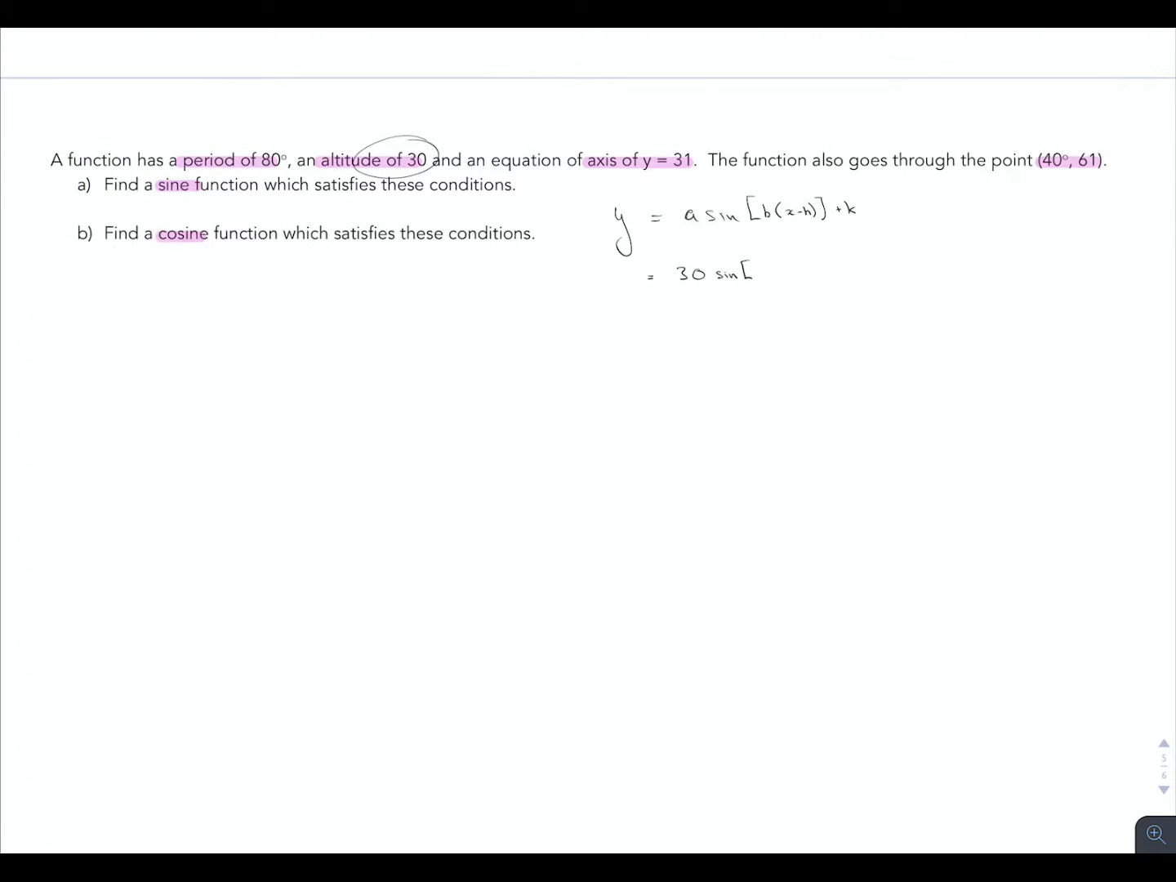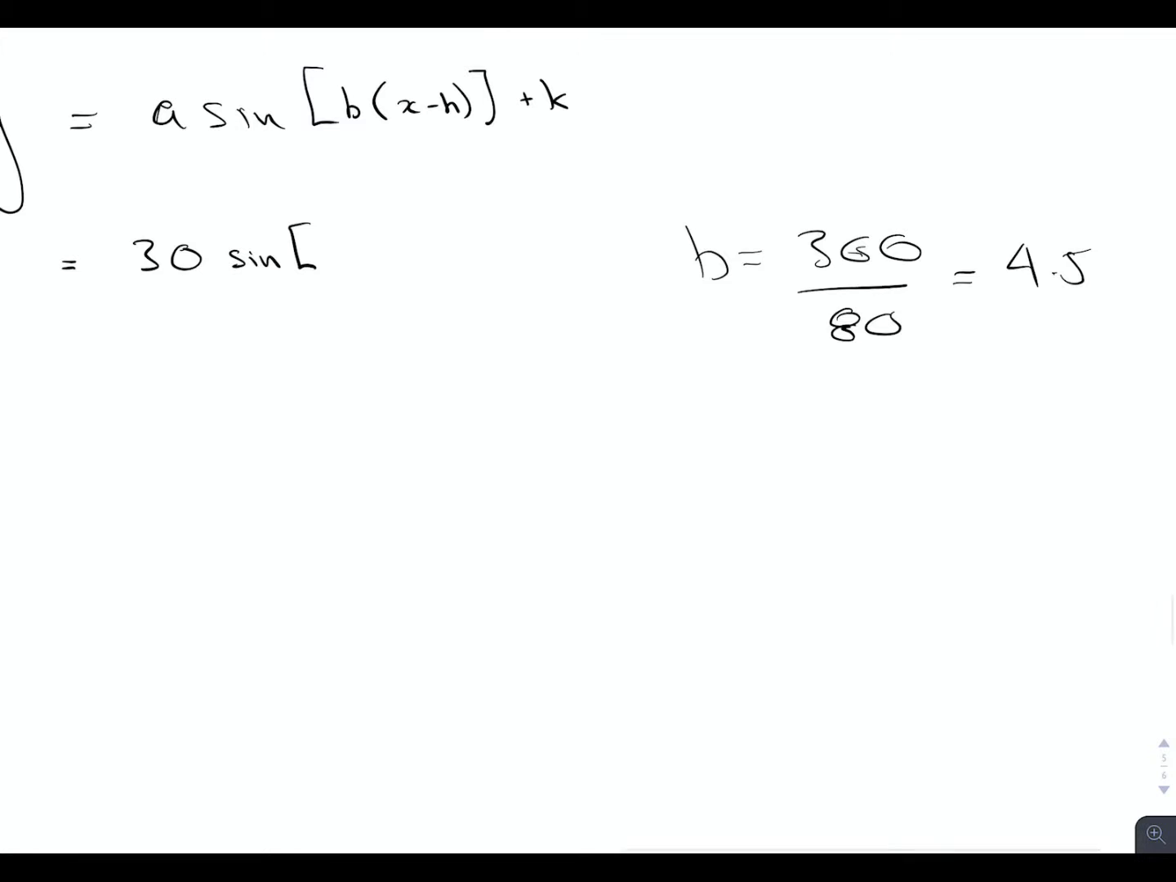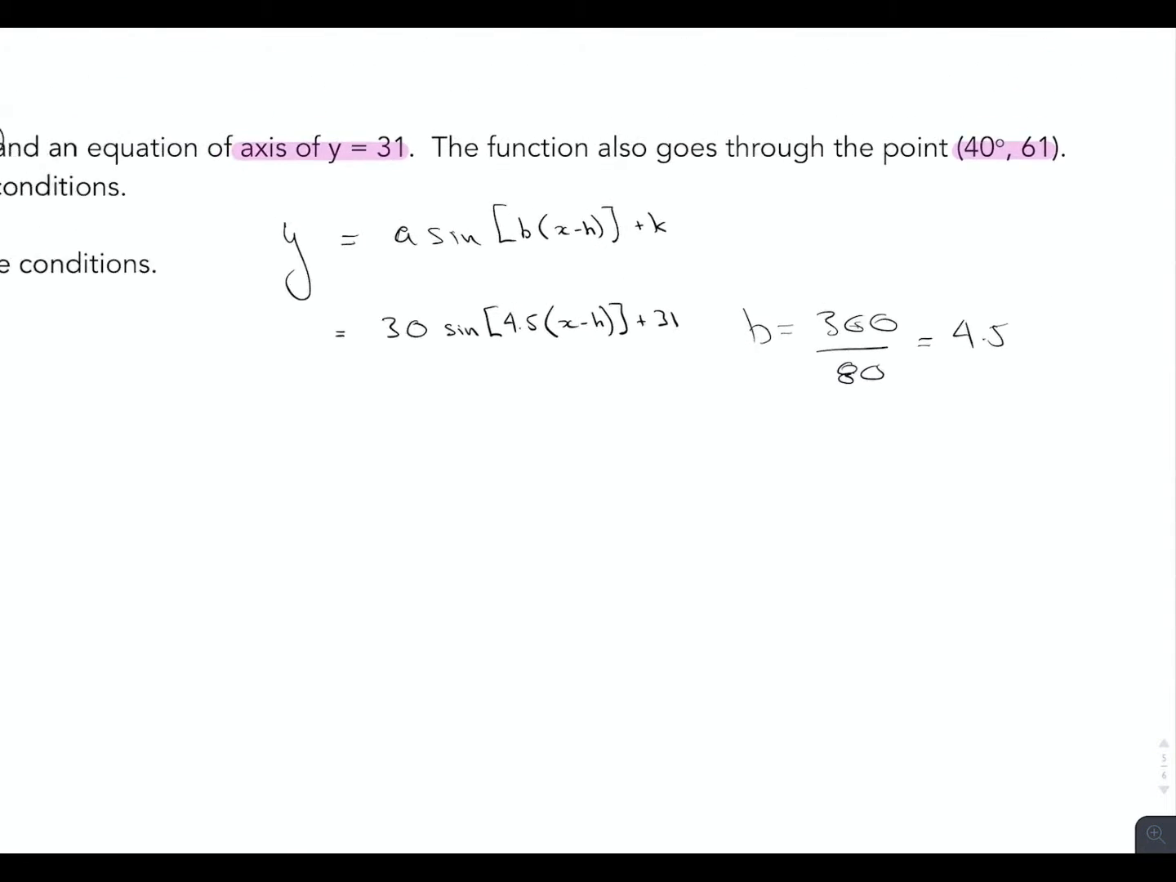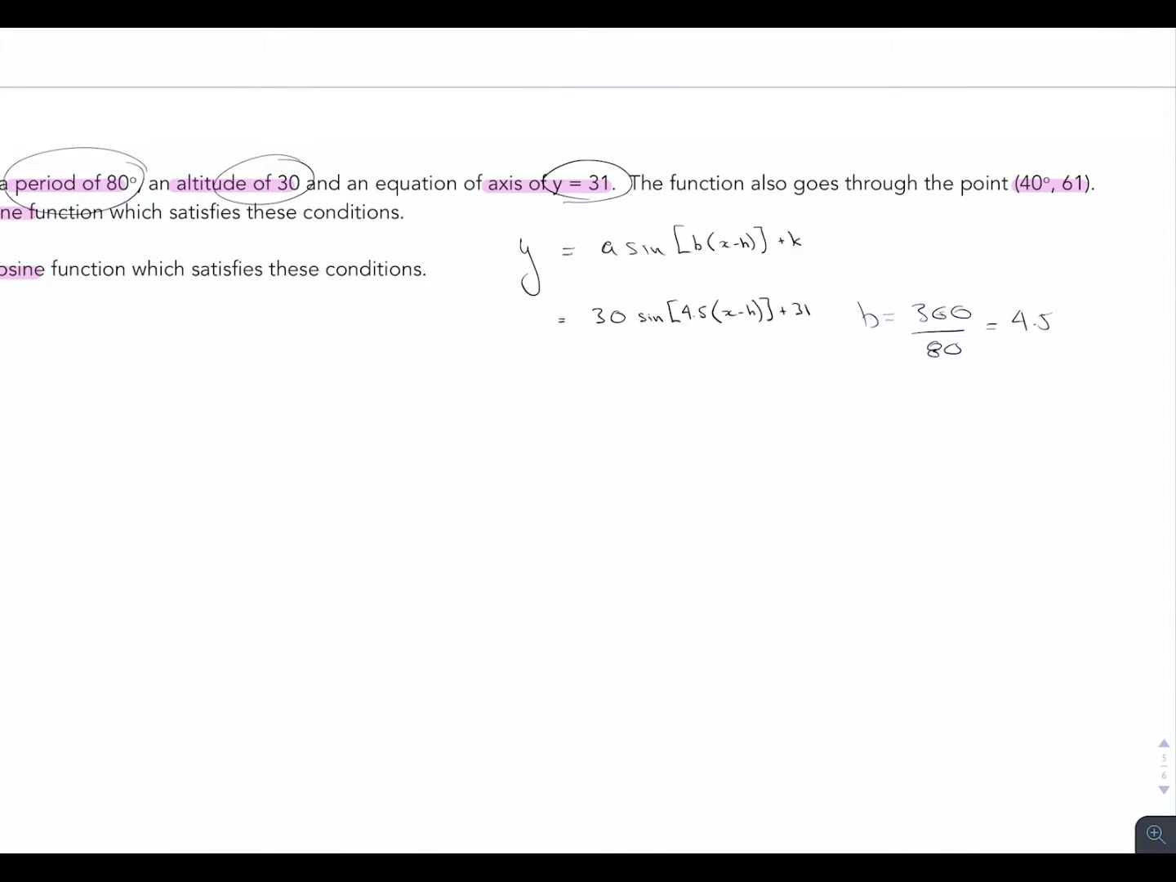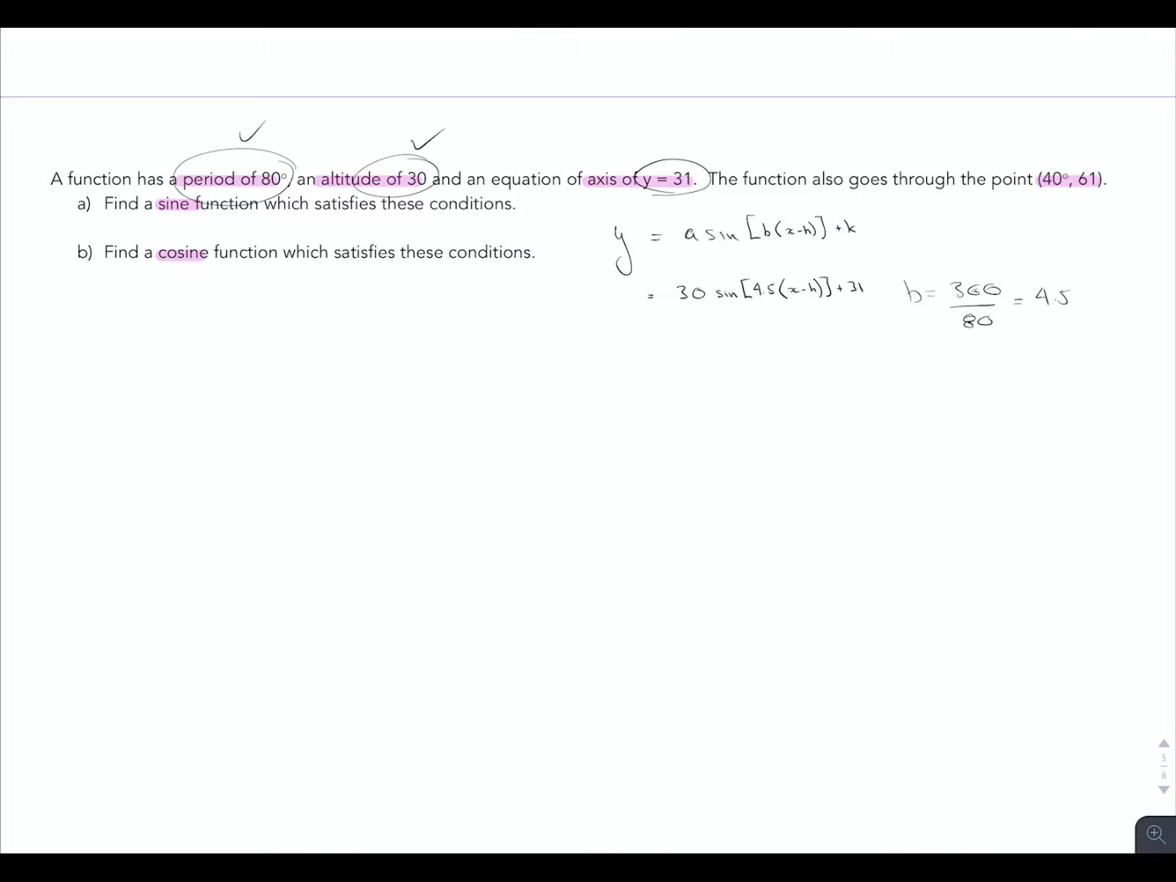Now my b value, because it has a period of 80, remember b is going to be 360 divided by 80. Let's see here, 360 divided by 80, 4.5. So over here I'm going to have 4.5, some kind of horizontal shift, and then plus 31. Again, the k value is the equation of axis. So I've used this information.